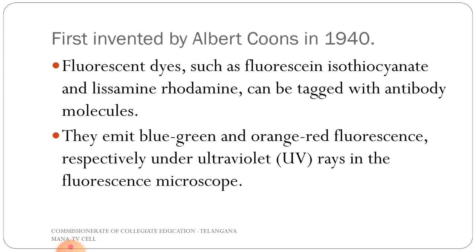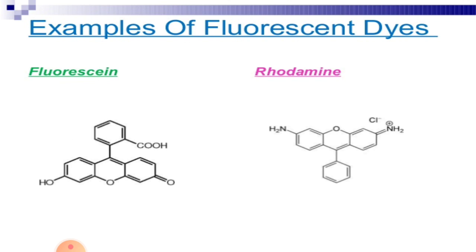The immunofluorescent assay was first invented by Albert Coons in 1940. Fluorescent dyes such as fluorescein isothiocyanate and lissamine rhodamine can be tagged to antibody molecules. They emit blue-green or orange-red fluorescence respectively under UV light in the fluorescent microscope. Examples of fluorescent dyes: the first one is fluorescein and the second one is rhodamine.